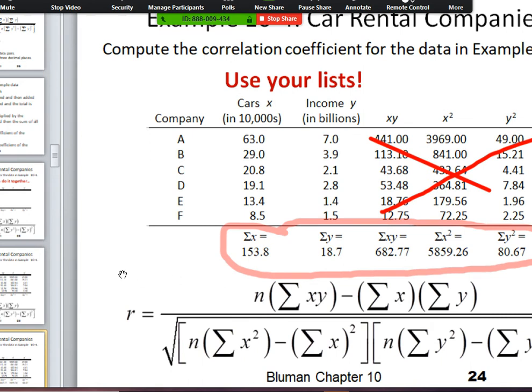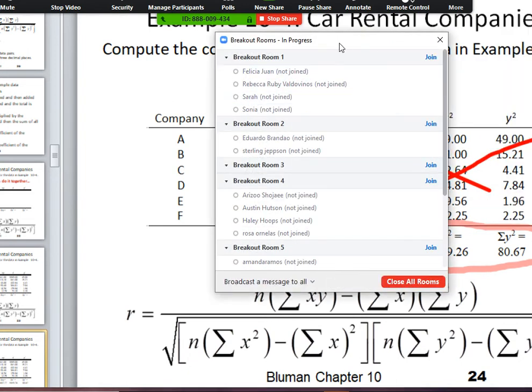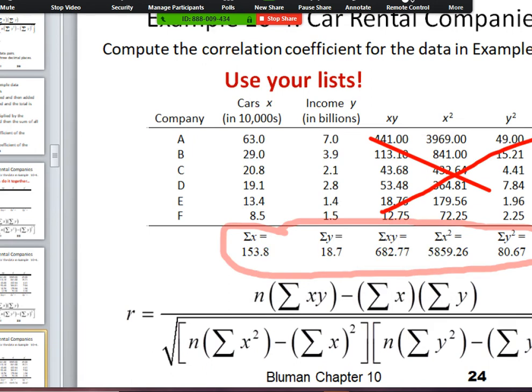So I'm going to break you out into your rooms, and I'm going to put you back in about 3 minutes to make sure you have the numbers in the right spots. So I'll put you in your rooms for now, and then, like I said, I'll put you back in about 2 or 3 minutes just to make sure that you have all the numbers in the right spots.